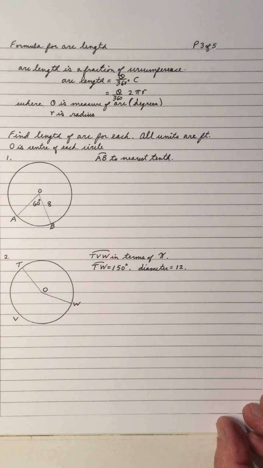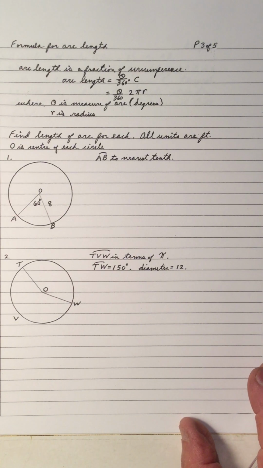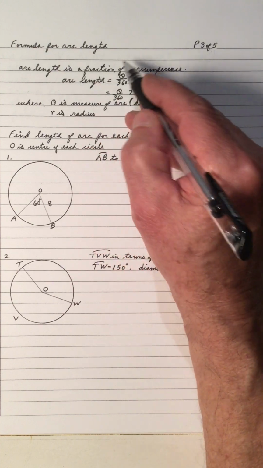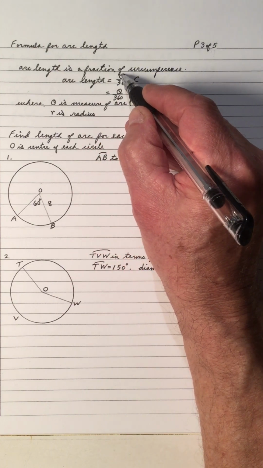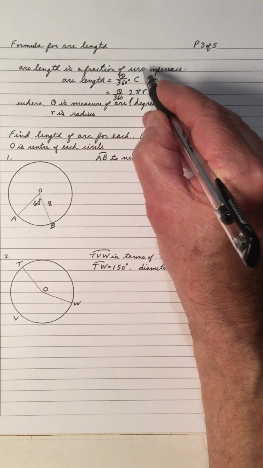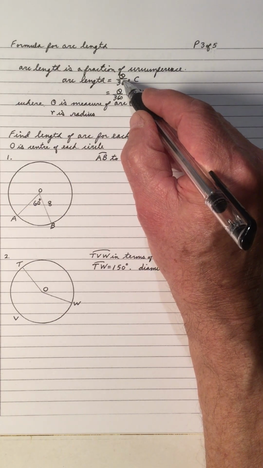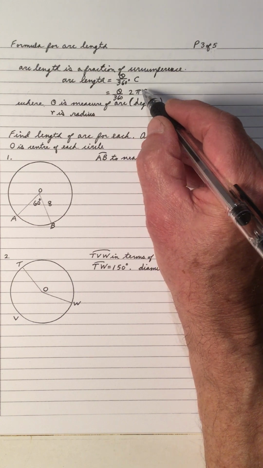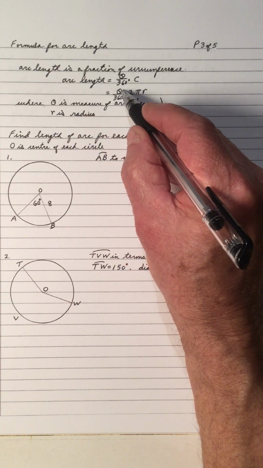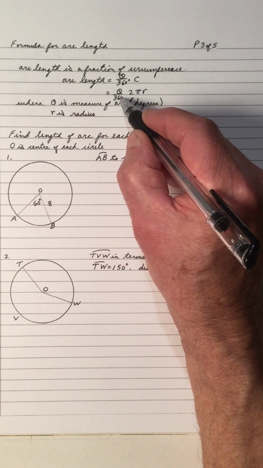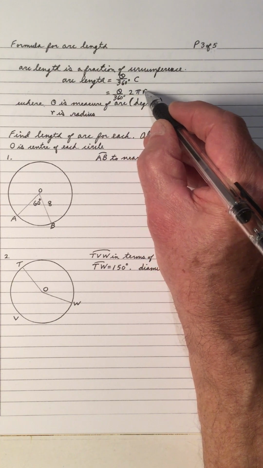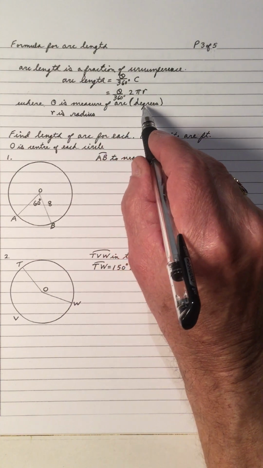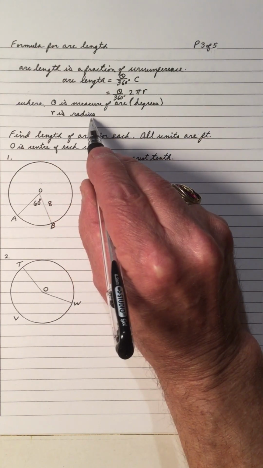And let's continue. Now let's look at the formula for the arc length. The arc length is a fraction of the circumference. So the arc length is theta, the central angle or the measure of the arc, over 360 times the circumference. So it's a fraction of the circumference. But the circumference is 2 pi r. So the formula for arc length is the central angle or the measure of the arc in degrees over 360 times 2 pi r, where theta is the measure of the arc or the measure of the central angle in degrees, and r is the radius of the circle.